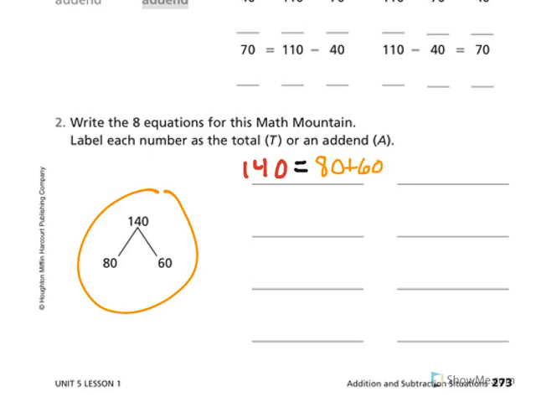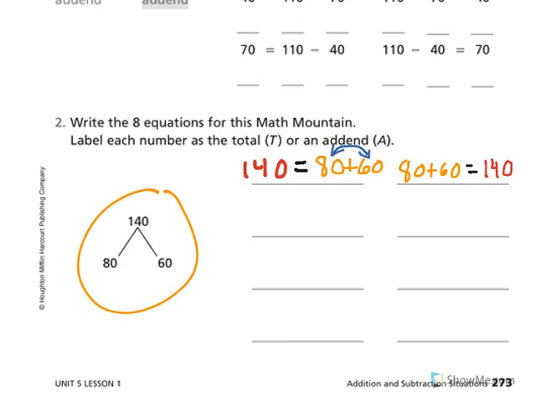Then we're just going to flip it so the equal sign is on the other side. So then we have 80 plus 60, and that equals 140. Right? Same thing. Now we're going to swap the order of the addends, and it will not make a difference.